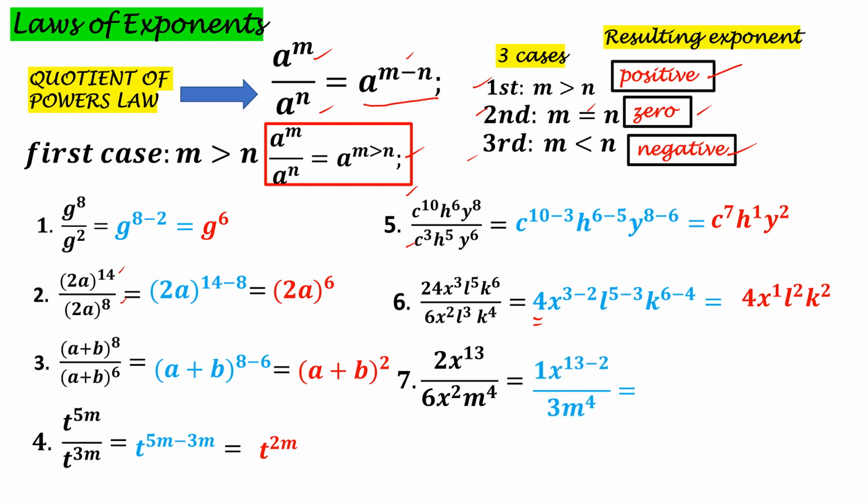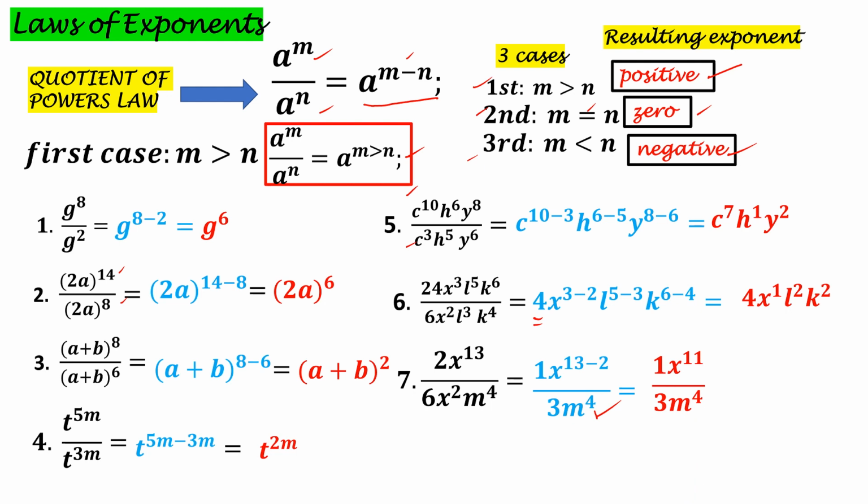And then number 7, we have there 2 over 6. You know the 2 over 6 can be reduced into 1/3. And the x there are common, thus we can subtract the 13 minus 2. And since there's no m in the numerator, we just simply leave it to where it is from. So the m to the power of 4 is in the denominator, then we just simply leave the m to the 4 in the denominator.